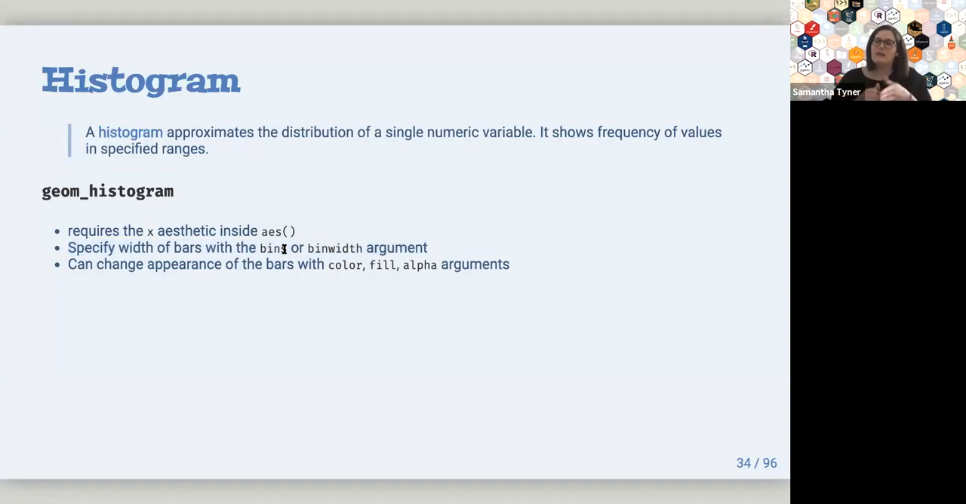What's the range of each bin? How many bins do I want, or how wide do I want the bins to be? You can also change the appearance of them, and these arguments are all in the ggplot2 documentation, so you can see all of the possibilities.